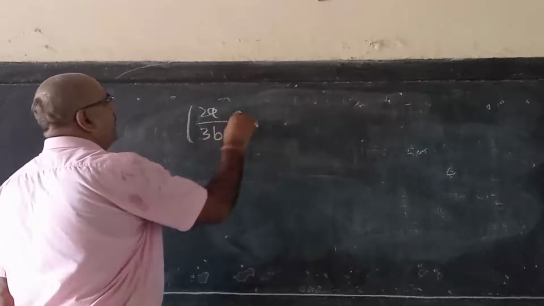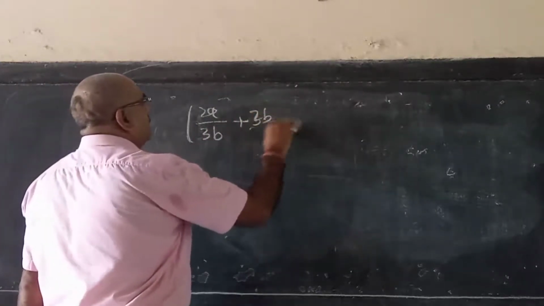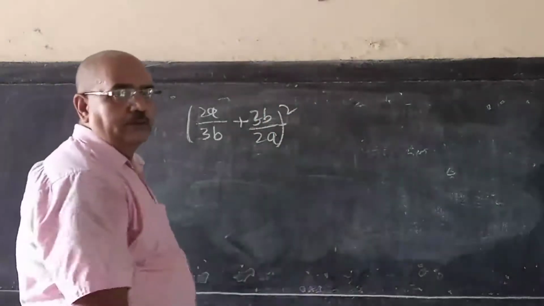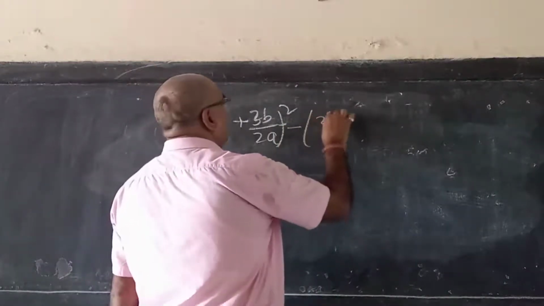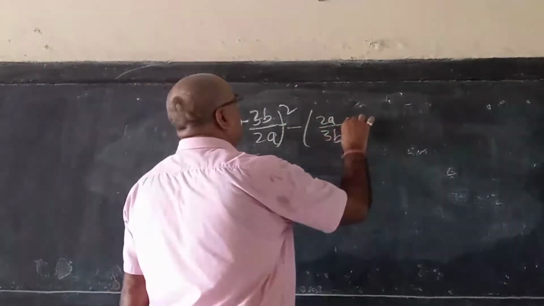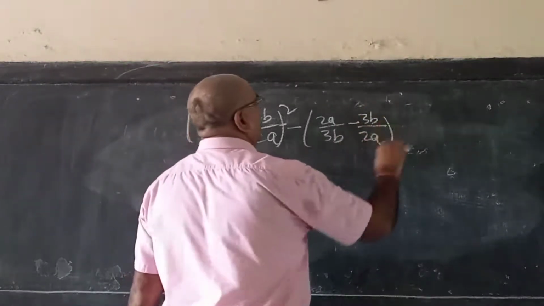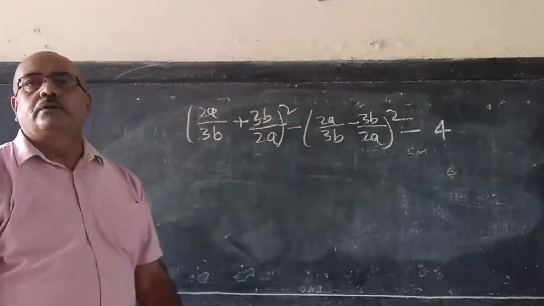Now consider (2a by 3b plus 3b by 2a) square minus (2a by 3b minus 3b by 2a) square, and minus 4 is given. What will be the value?